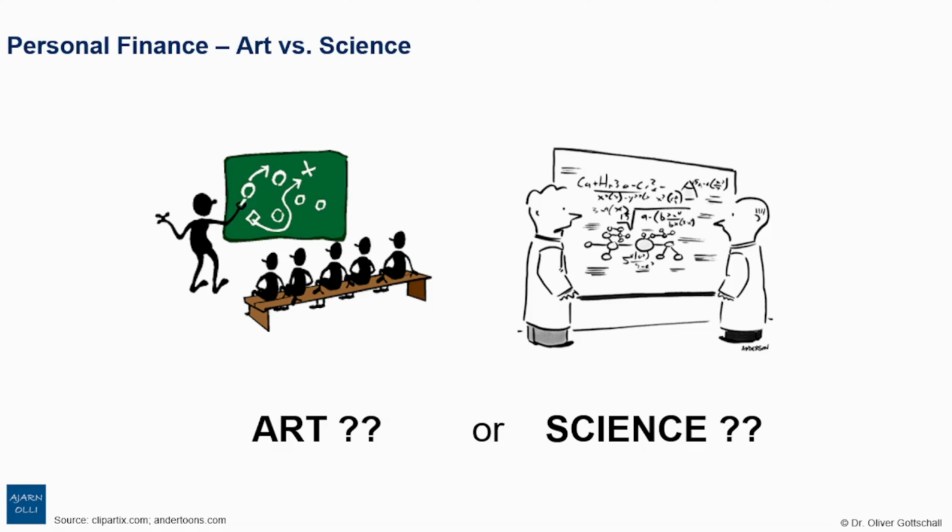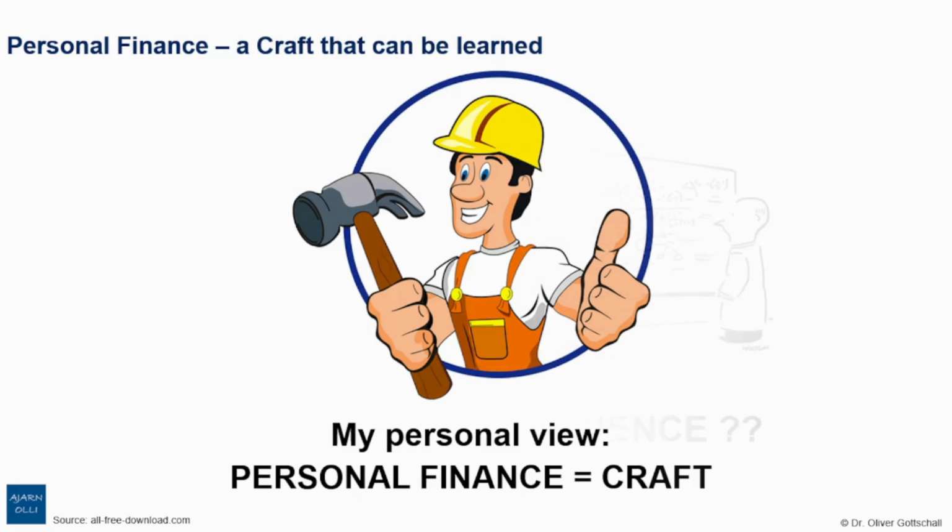If it is science, on the other hand, then that would mean that we would need to find a formula, like some kind of magic formula for investing, for example. And if you follow that formula, then we would guarantee financial success. Now, when I thought about it, I came to the conclusion that personal finance is maybe a little bit of both, but more than anything, I believe that personal finance is a craft that can be learned.